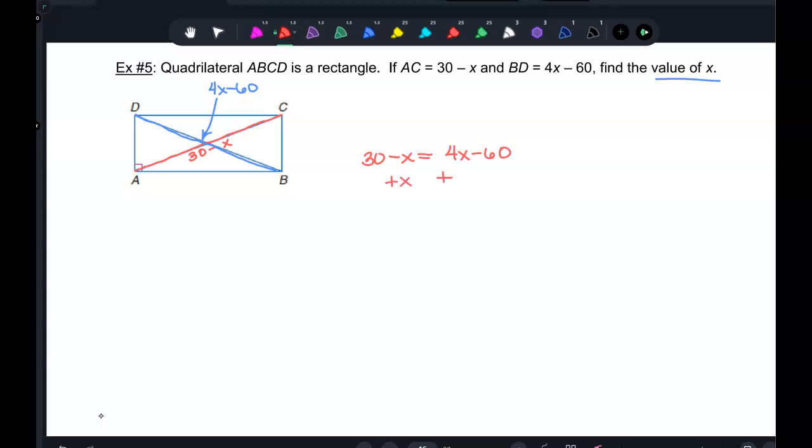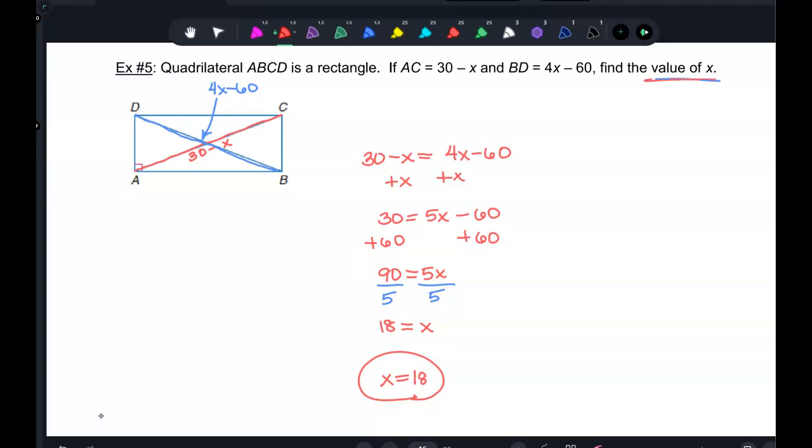So I'm going to add x first. So we get 30 equals 5x minus 60. I'm going to add 60 to both sides. We get 90 equals 5x. Divide both sides by 5. So 90 divided by 5 gives us 18. So x equals 18.